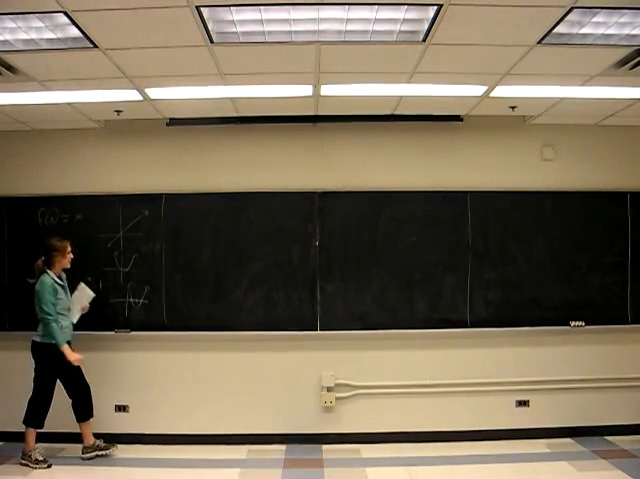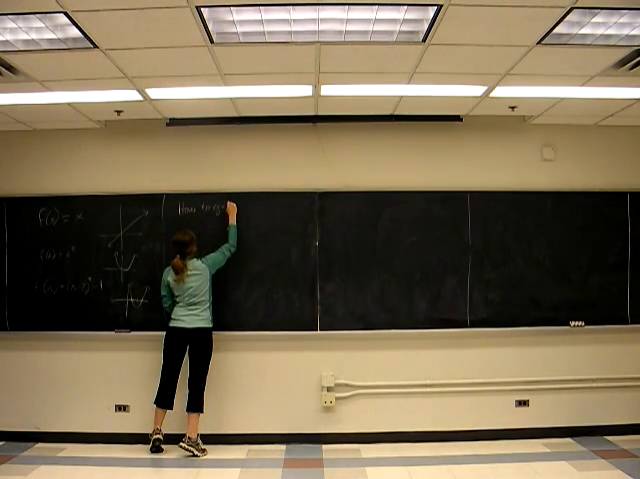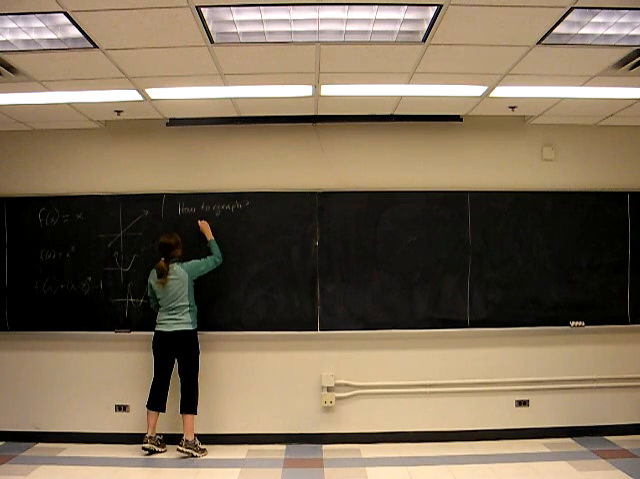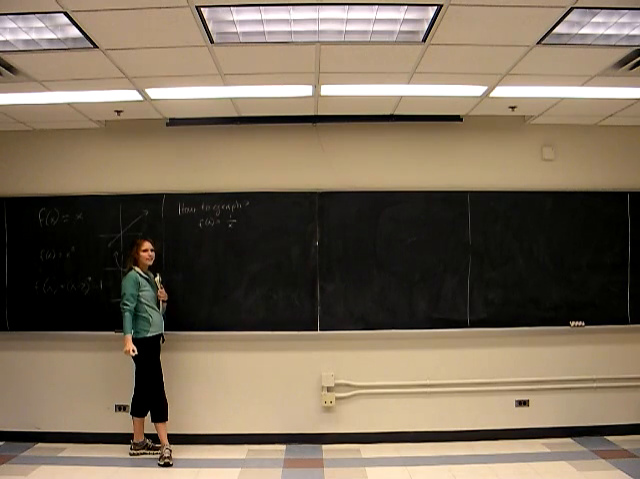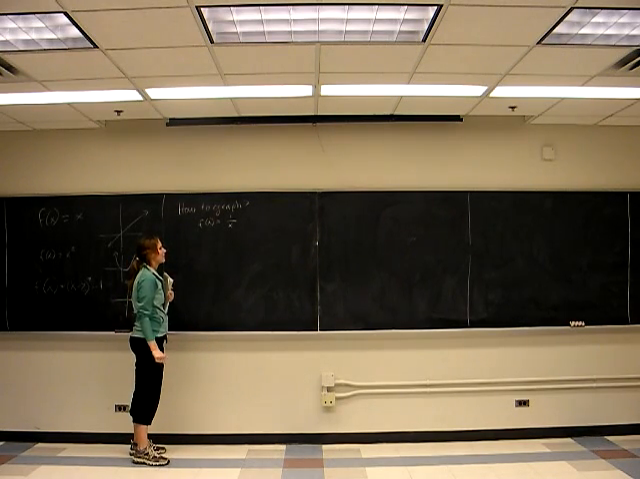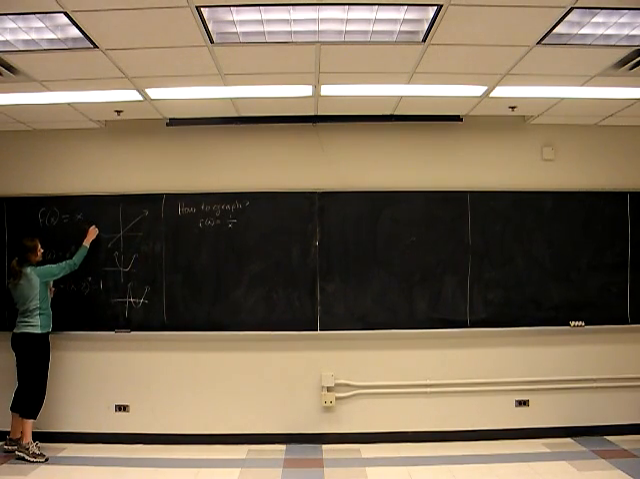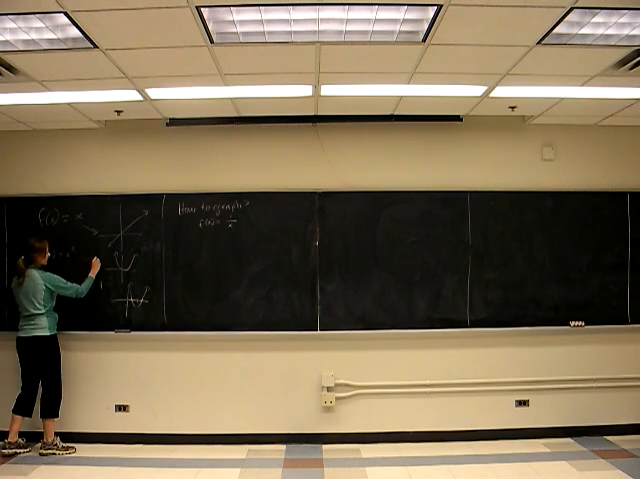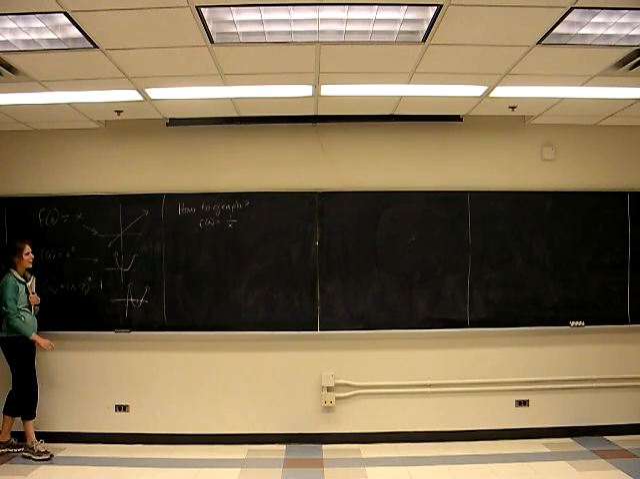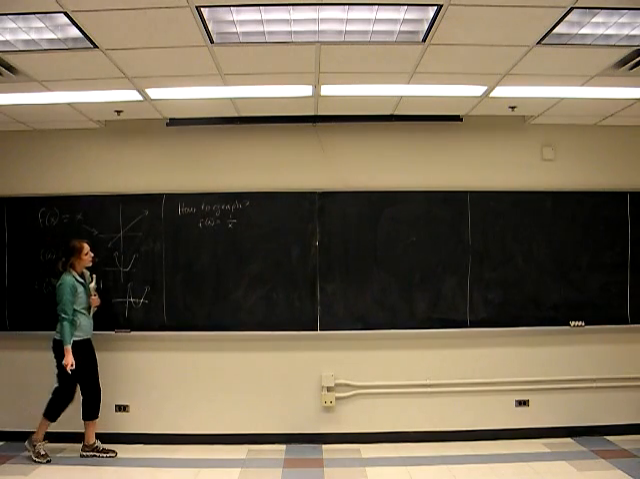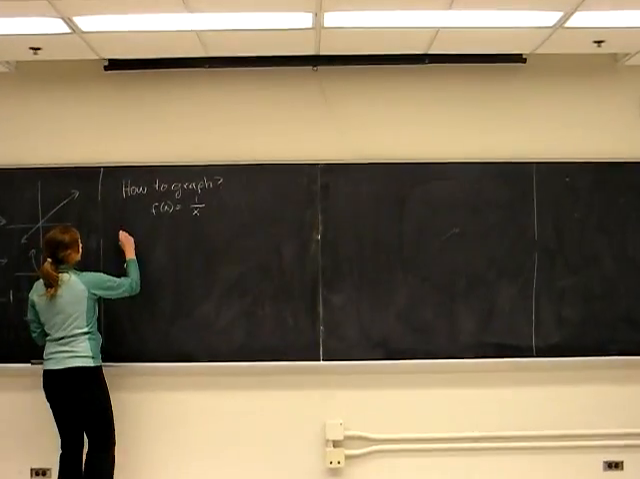So, how might we graph something like f of x equals 1 over x? What kind of function is f of x equals 1 over x? Is it linear? No. Is it quadratic? No, there's no x squared. And is it a transformation of a quadratic function? No, there's no x squared. So, we actually think of this kind of function as a rational function.